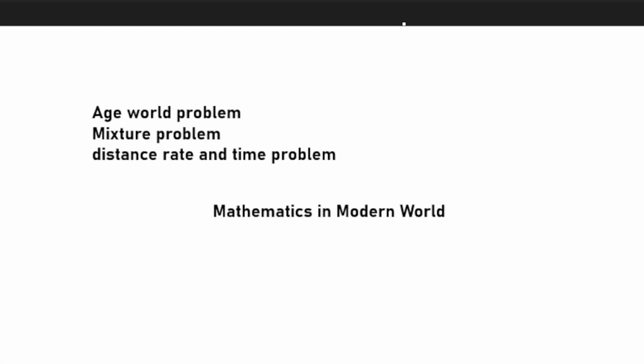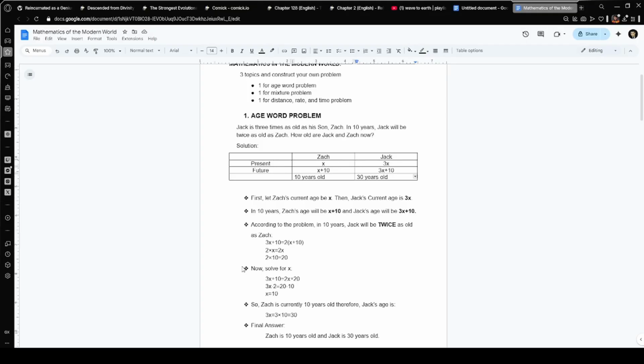So here's our problem: the age word problem, mixture problem, distance, rate, and time problem. So first, we have the age word problem. This is our age word problem.